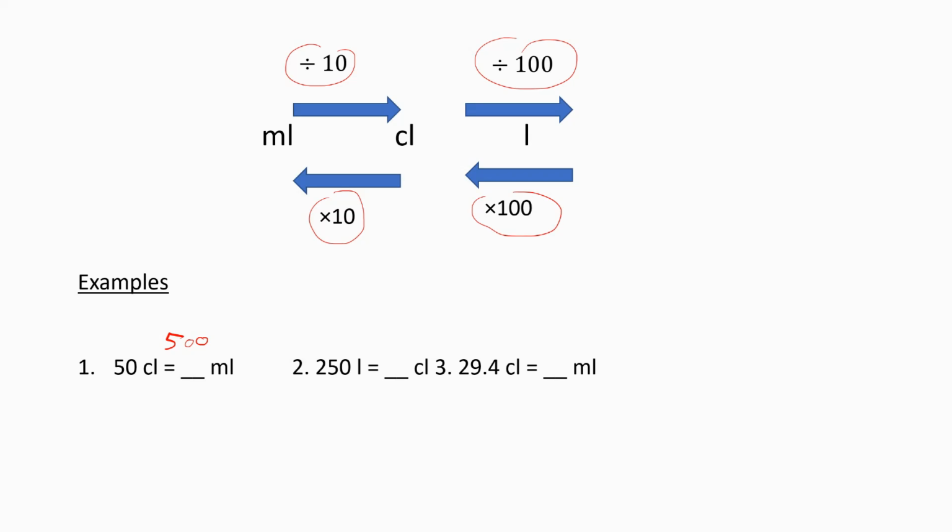250 litres into centilitres, I would have to times by 100. So we would have 25,000 centilitres for 250 litres. Lastly, 29.4 centilitres. To change that into millilitres, you would have to times by 10, and you would have 294 millilitres.